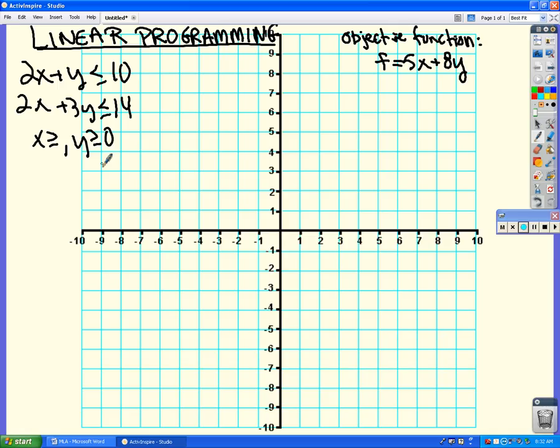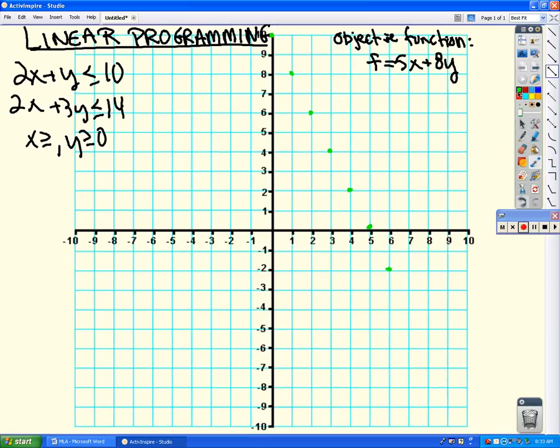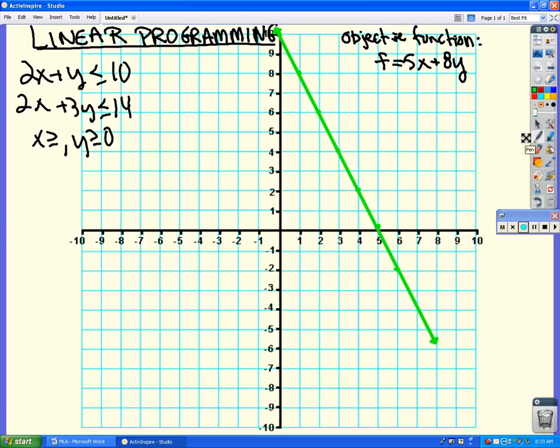So how do you graph 2x plus y is less than or equal to 10? Y is less than or equal to 10 minus 2x. So that means it crosses the y-axis at 10, right? Yeah. And it has a slope of negative 2, down 2 over 1, down 2 over 1, down 2 over 1. Solid line or dotted line? Solid. Okay, and I'm not going to do any shading yet. So do you understand how I graphed that line?